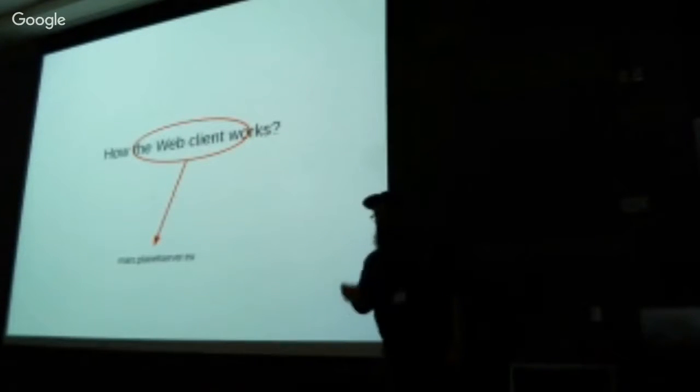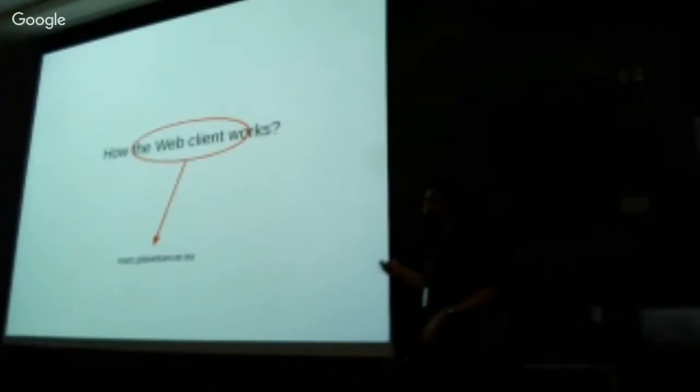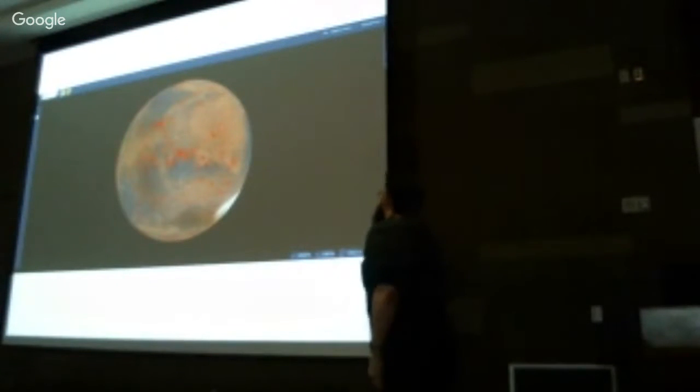So we have, as I said before, 3 different ways to access the data. And the most complete is the web client. You can access it by going to mars.binary-server.view. If you do it now, it will not work because the Wi-Fi connection here blocks 2 of the ports that we use. So you'll see a very nice black screen. But it looks like that officially.